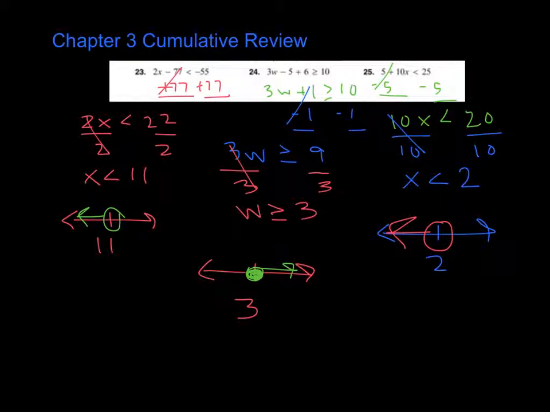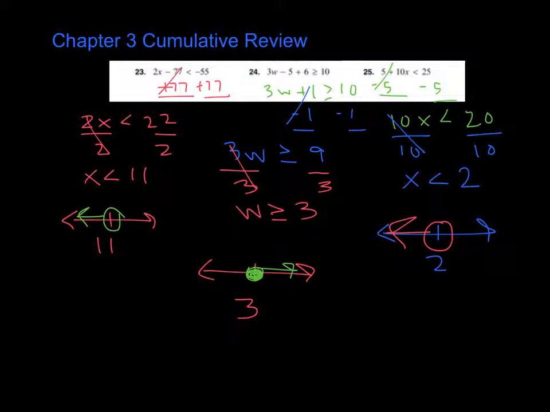Okay, so these last three problems were fairly straightforward. So on the first one, I added 77 to both sides, and then I divided by 2, which gave me x is less than 11. That's an open circle on 11 because there's no equal to, and it points to the left because that's where the numbers that are less than 11 would be.